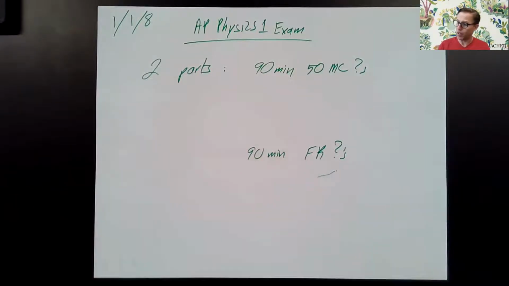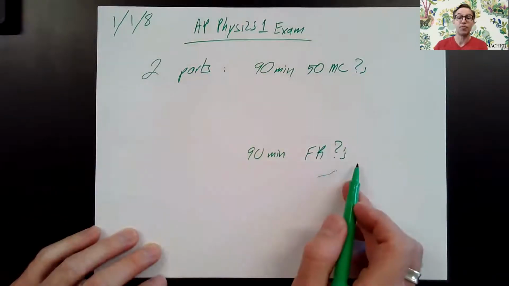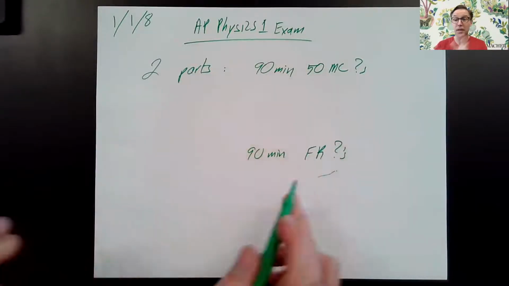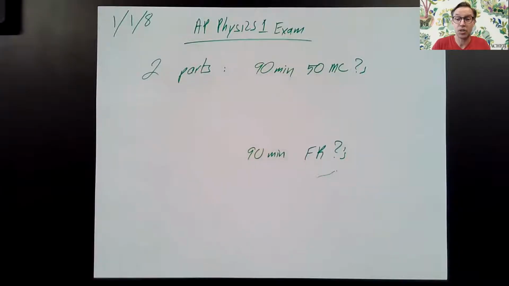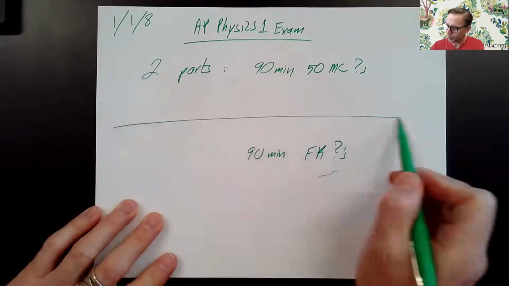But for now, I just want you to know there are 50 multiple choice questions, and then there are some free response questions. You don't need to know how many points everything is worth, because you're just going to get a 5, a 4, a 3, a 2, or a 1. And of course, we all know you're going to get a 5 or a 4, right? Anyway, so that's how that works.